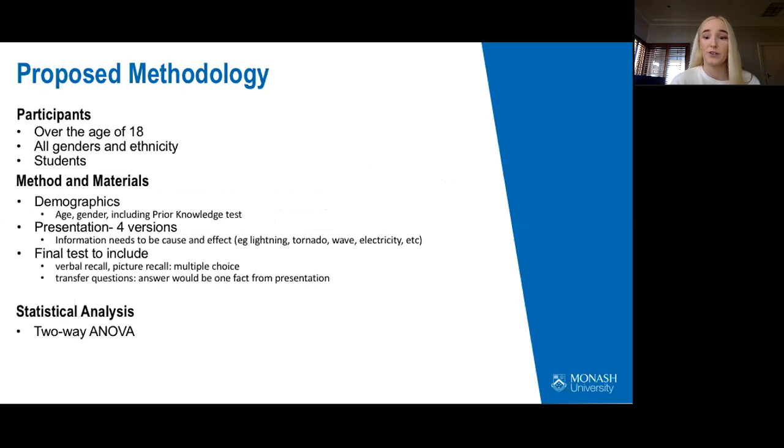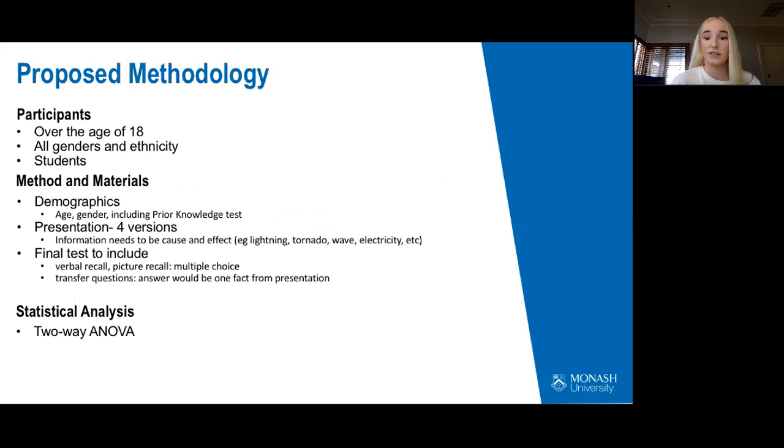The participants will include students over the age of 18 of all genders and ethnicity. The study will include a demographics questionnaire as well as a prior knowledge test to assess the individual's level of knowledge on the chosen field that will be tested. For individuals who score too high in the prior knowledge test, their data will not be used in the study.